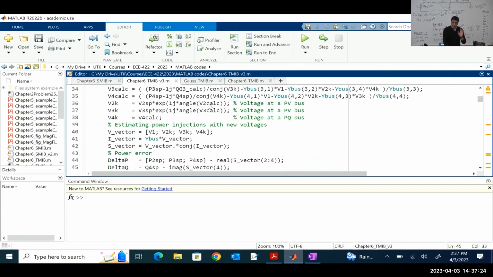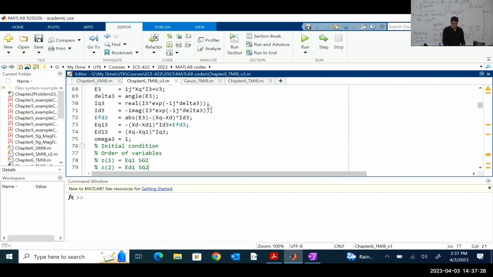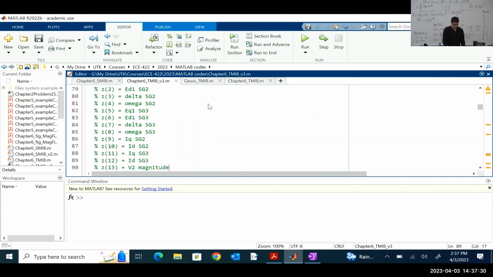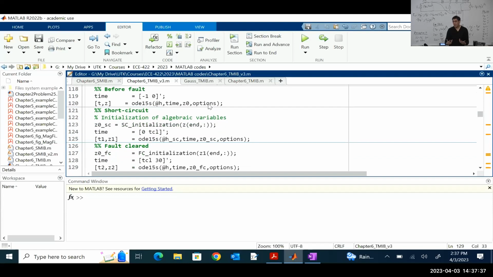Think about it. I made all the changes here. We have the same initialization we had last time. Exactly the same. And here, I made some changes based on what we have discussed. The first part, I'm going to simulate from -1 to 0, just to have a reference, because the system is in a steady state. And at time 0, we will have the short circuit.